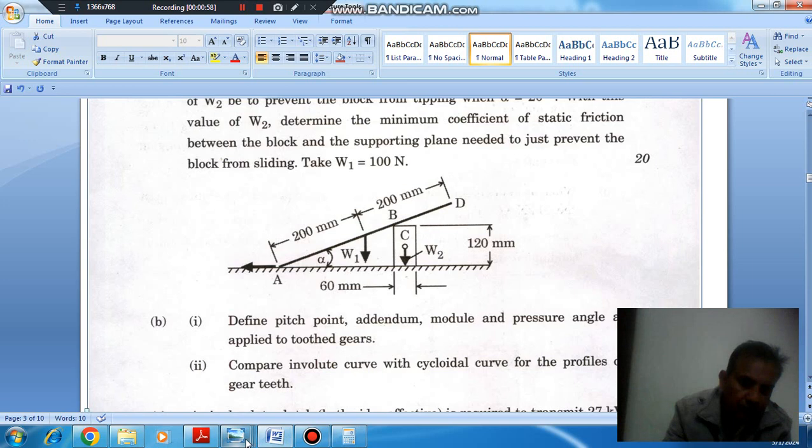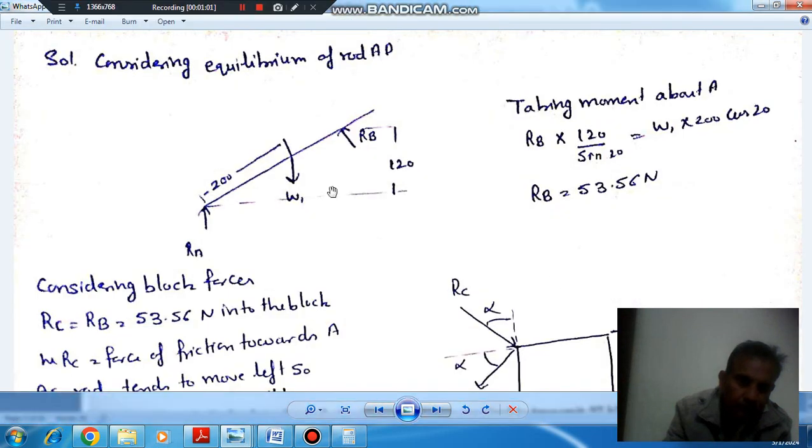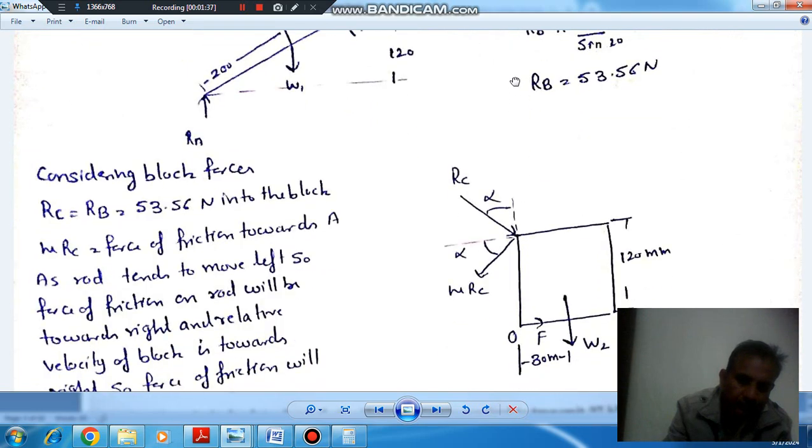Okay. So now, first of all, considering the equilibrium of the rod, it is in static condition. So the forces acting on the rod are W1 weight, RB reaction at B and RA reaction at A. Taking moment about A, RB into this distance, and this distance is 120 by sin 20 because this angle is 20, this is 120, equals W1 into this distance, so W1 into 200 cos 20. So RB becomes 53.56 Newton.